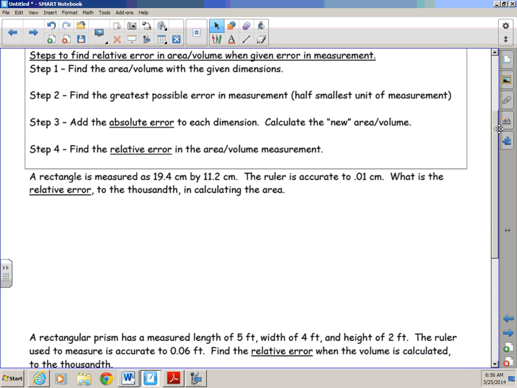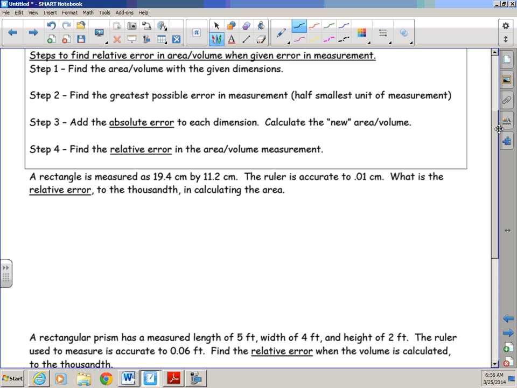What we want to do is find the area or the volume, whatever it is you're talking about. The greatest possible error is half of the smallest unit of measure. So if I'm measuring something in inches, then half an inch is the farthest I can be off. That's the greatest amount I can be off because of how my rounding works. Then I'm going to find a new area or volume, and then find the relative error. So let's go through this.